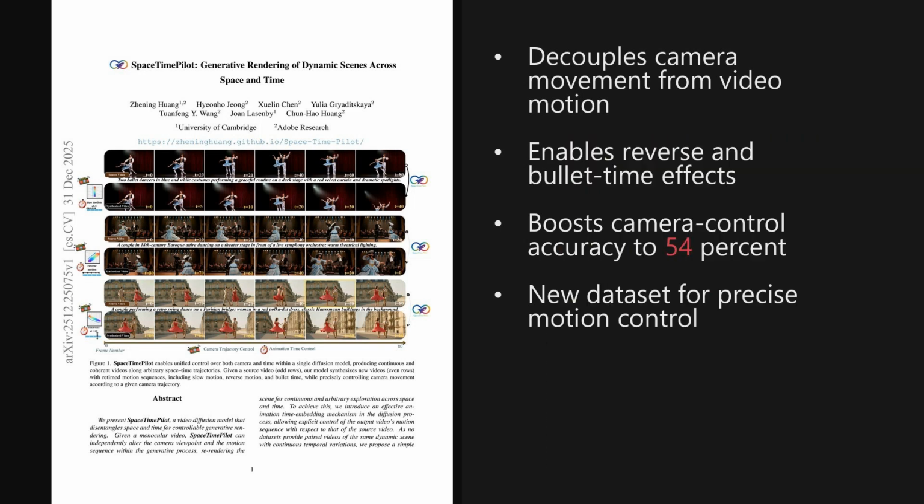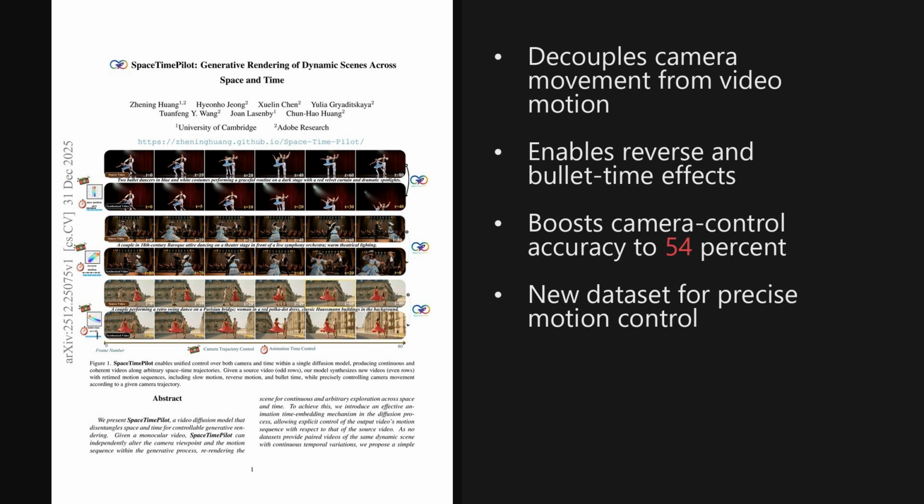I'm Alex. Today we're looking at a paper trending on X, published on December 31st, 2025, just about 3 days ago. It introduces a video diffusion model that successfully disentangles space and time, allowing users to independently control camera angles and playback speed, enabling effects like bullet time or reverse motion from a single monocular video.